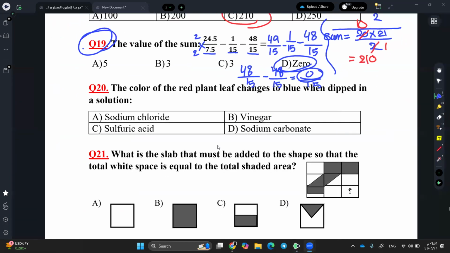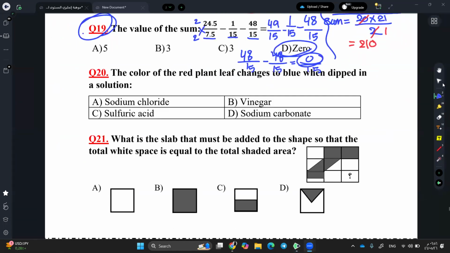Okay, here I want question number 20. Yalla Fatima. Yes, teacher. The color of the red plant's leaf changes to blue when dipped in a solution. The answer will be D. Excellent. Sodium carbonate. Excellent, Fatima.